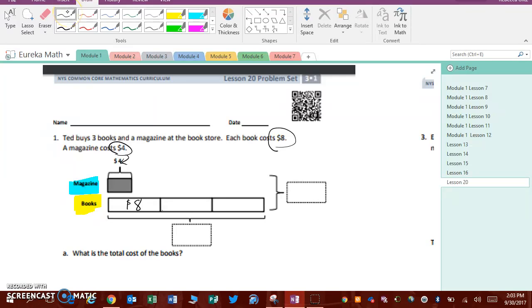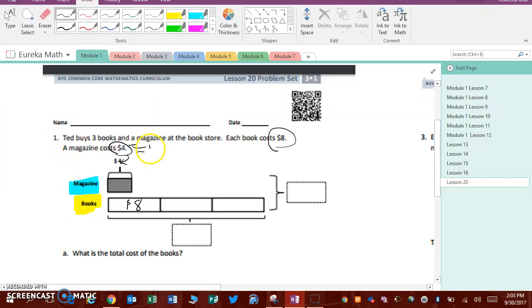diagram. And what I want you to notice is notice how big they made that magazine tape diagram. It's exactly half of the book section because it's half the price. Or you could say the books are double the size of the magazine because the price is double the size of the magazine. So when you're making tape diagrams, you want your sections to reflect how big things really are. And when you're comparing magazines and books like you are here, you need one tape diagram to be a little bit shorter.